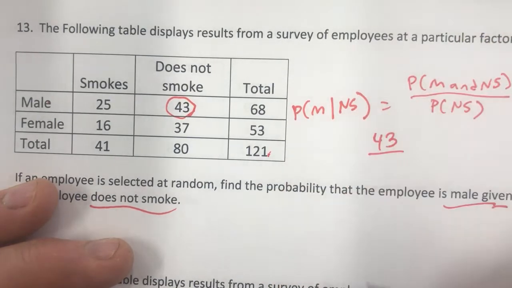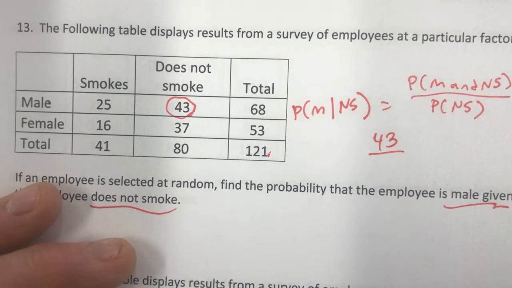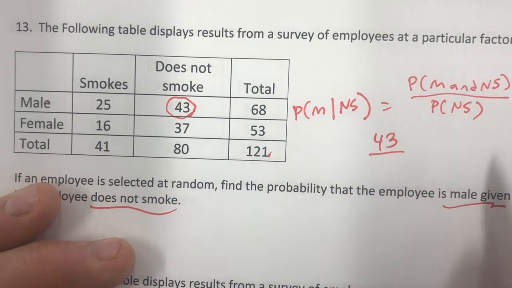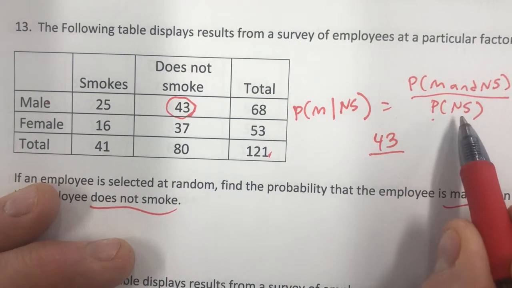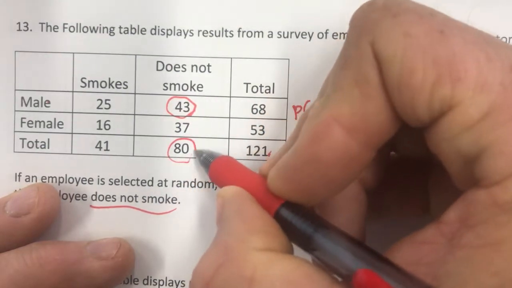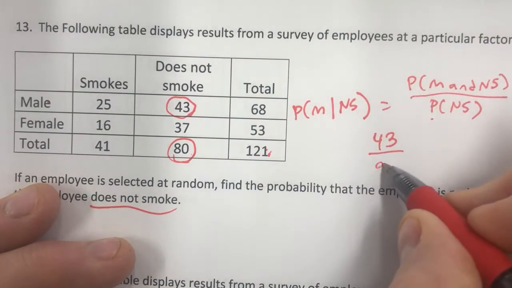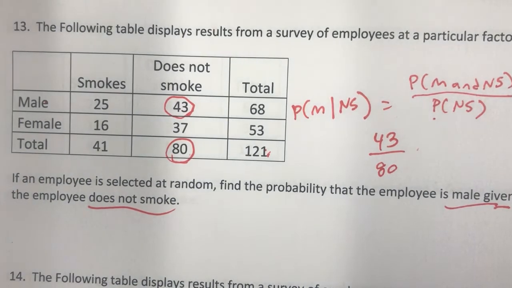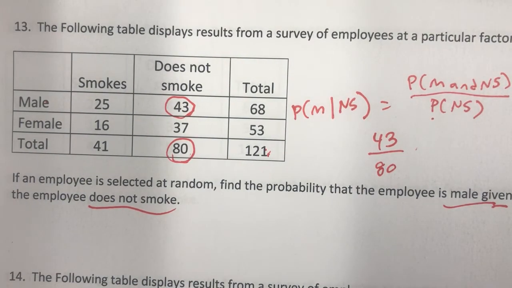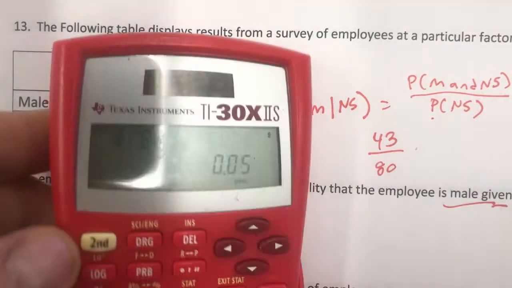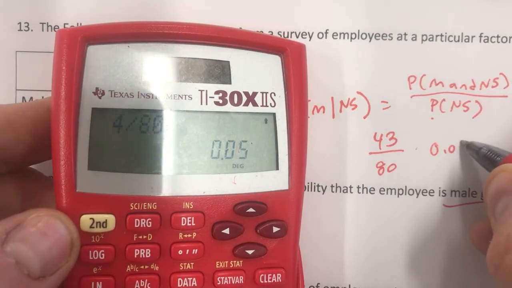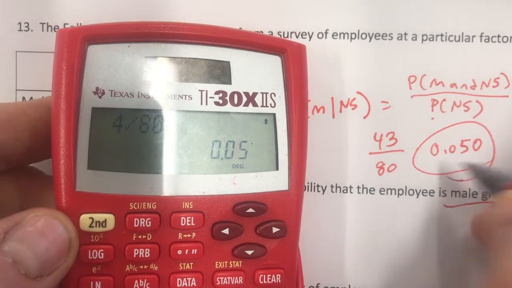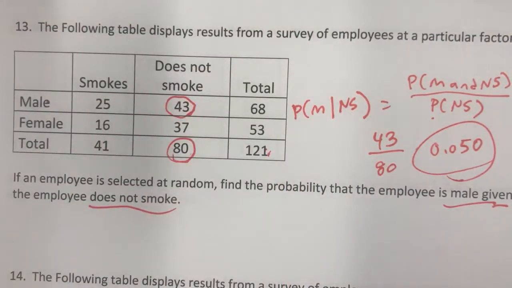out of 121. But you know, the short way, you don't have to worry about that because they're going to cancel out, like we showed you a while ago. On the bottom, probably that he's not a smoker is 80 out of this, which is just 80. And then you divide those. Here I'll divide those real quick. 43 divided by 80 comes out to 0.05, and I would add a 0 on it to have 3 places, if that's what it requires.